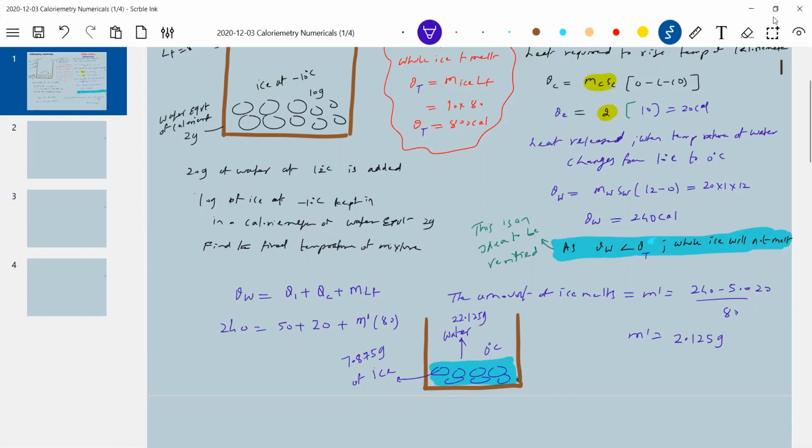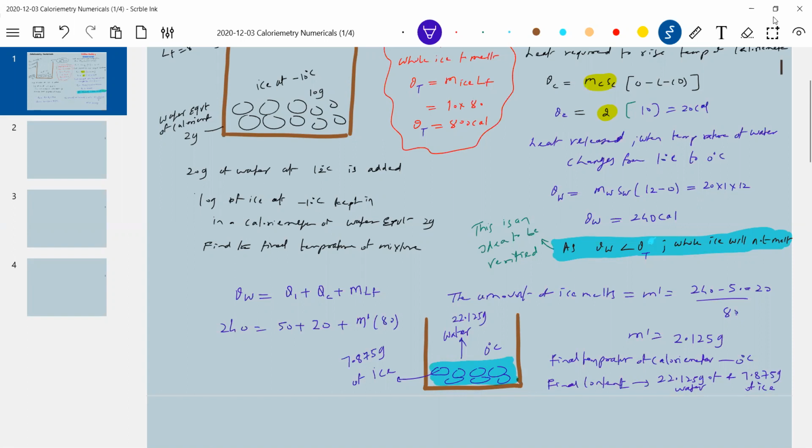So what is the final temperature? The final temperature of the calorimeter is 0 degrees. Final content: 22.125 grams of water and 7.875 grams of ice.